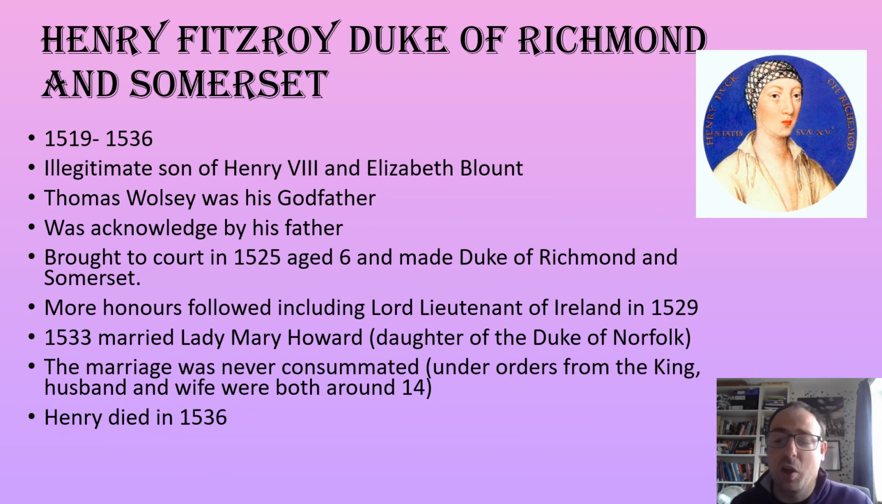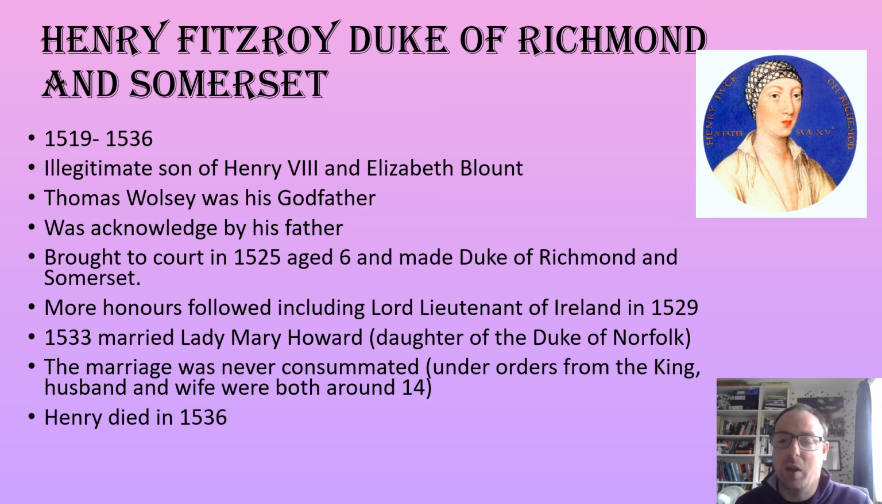Now, the second child is one that you won't necessarily see in all the books, which is Henry FitzRoy, Duke of Richmond and Somerset. He was born in 1519 and died in 1536. He was the illegitimate son of Henry VIII and Elizabeth Blount. Thomas Wolsey was his godfather, and he was actually acknowledged by his father.